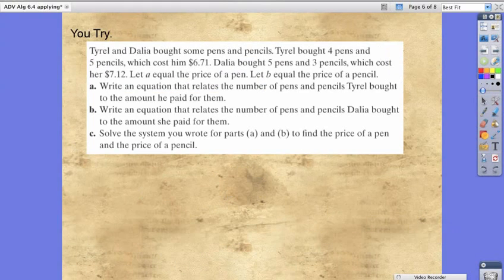Now it's your turn. I want you to look at the problem and solve parts A, B, and C. This should help you do what we just did in the last two problems, but it breaks it down into steps. Step A, or problem 1, is to write an equation that relates to Terrell. B says write an equation that relates to Dahlia. And C says solve this system, just like we did on the last two problems.